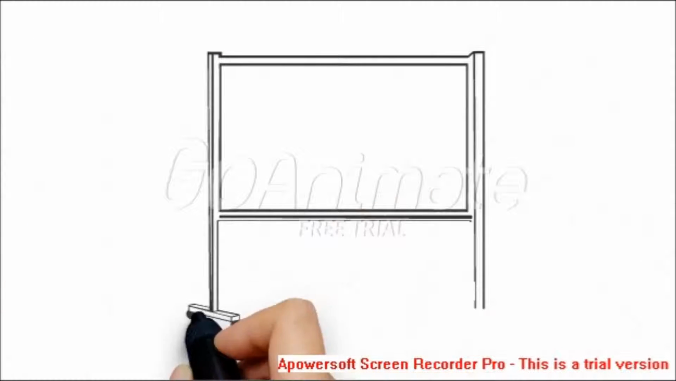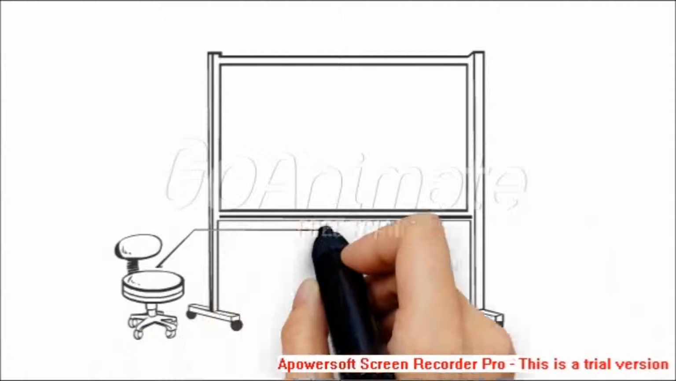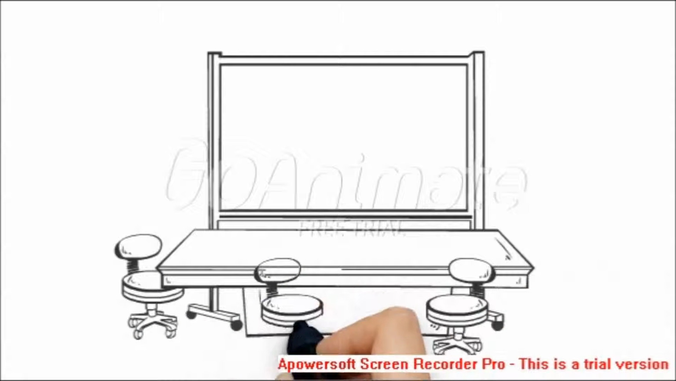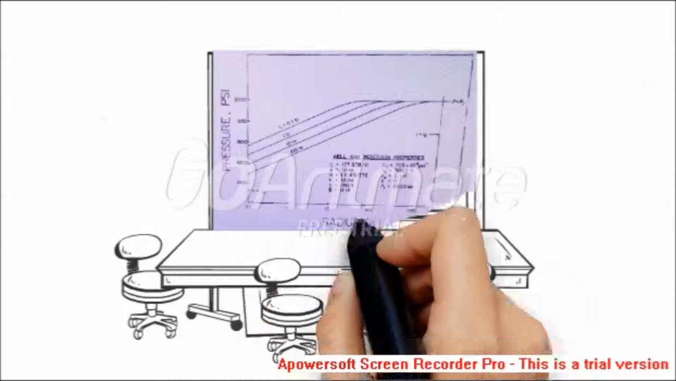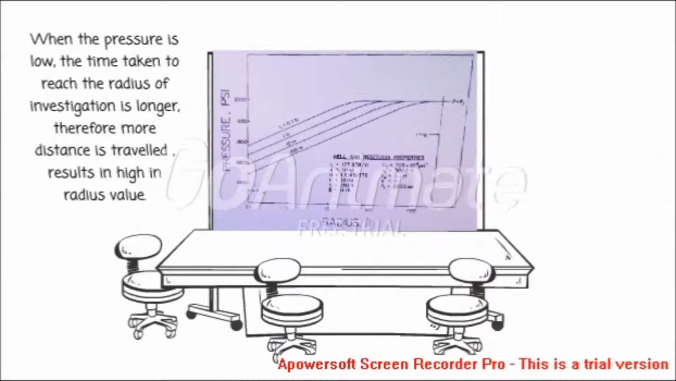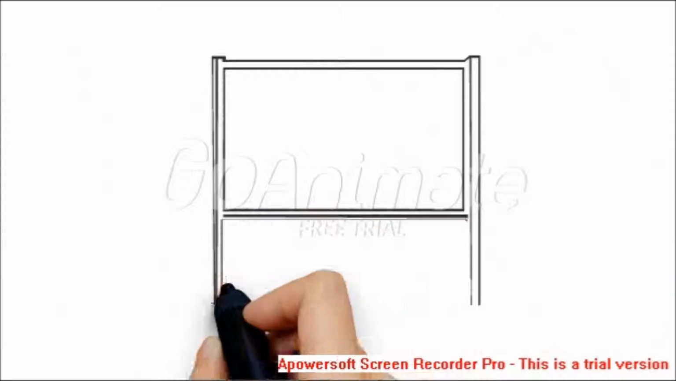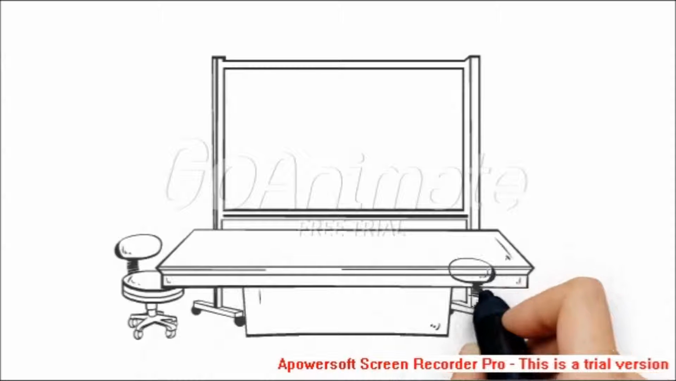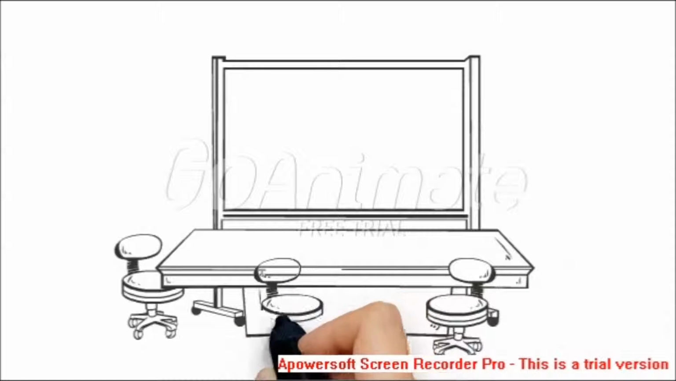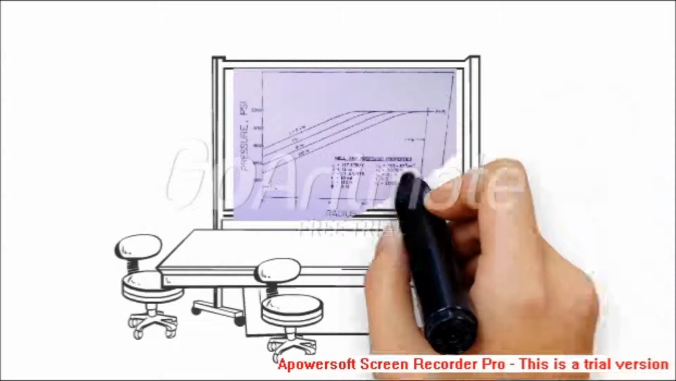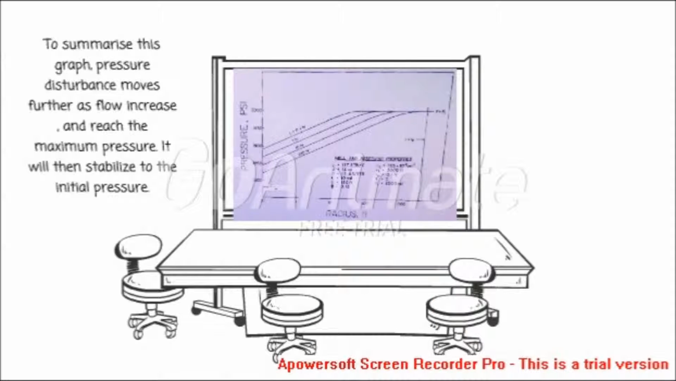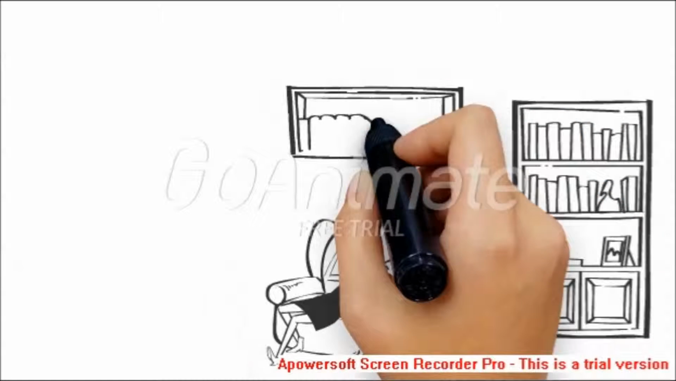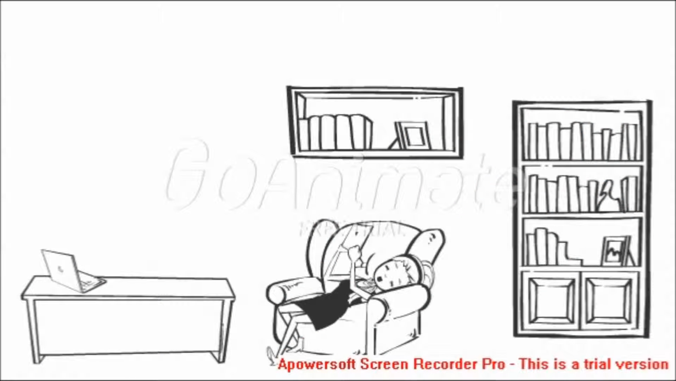The opposite happens for lower pressure. When the pressure is low, the time taken to reach the radius of investigation is longer, therefore more distance is traveled, resulting in a high radius value. To summarize this graph, the pressure disturbance moves further as flow increases and reaches the maximum pressure. It will then stabilize to the initial pressure. That's all about the graphs related to understanding radius of investigation. Thank you.